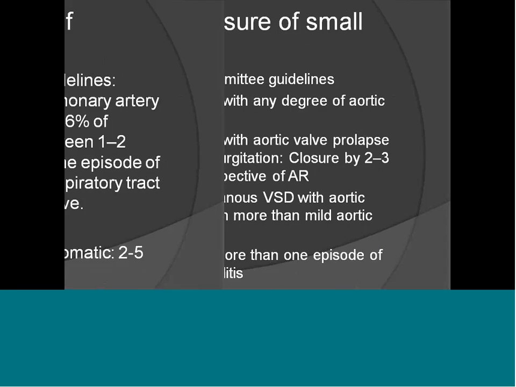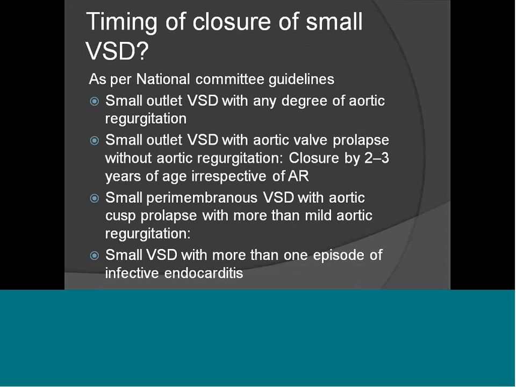So the indications are, okay, and again, you all need to read the National Committee guidelines. One is prolapse and AR, right? Or a small VSD with more than one episode of infective endocarditis. So the reason you're following small VSDs is you're looking for cusp prolapse, you're looking for AR, you're looking for double chambered right ventricle, and you're asking history for endocarditis.